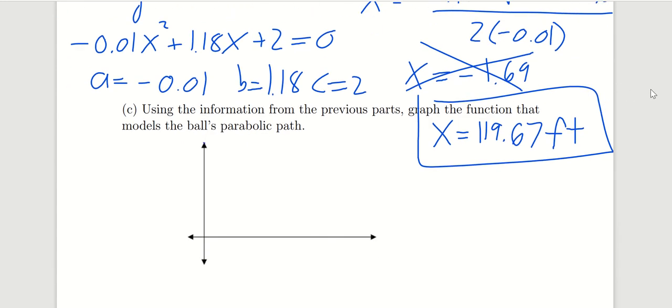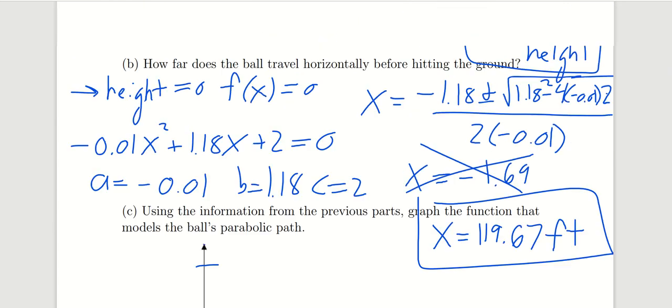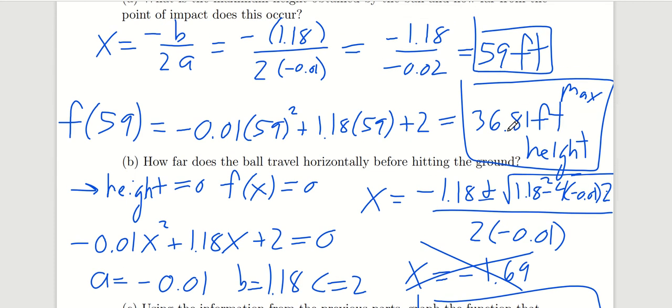With this information, we should now be able to do a pretty accurate graph of the projectile, the path of the ball. Remember, it's kicked from an initial height of 2 feet. So this ball is going to start off at a height of 2 feet. It's going to initially start to travel up, up, up.